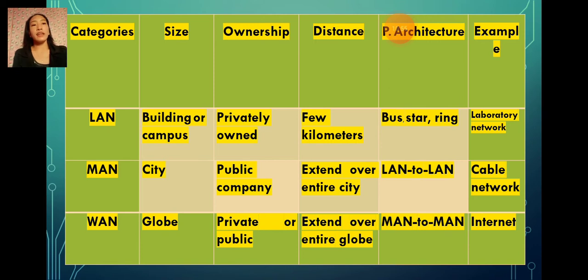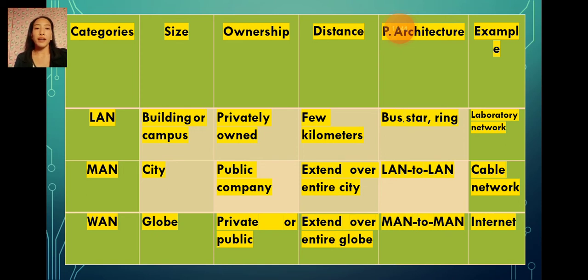Next, here are samples of the categories of networks with their factors and examples. First category is LAN. Size is building or campus. Ownership, privately owned. Distance, a few kilometers. And architecture: bus, star, and ring. Example, laboratory network. Next category is MAN. Size is city. Ownership, public company. Distance, extends over an entire city. Architecture, LAN to LAN. And example, cable network.